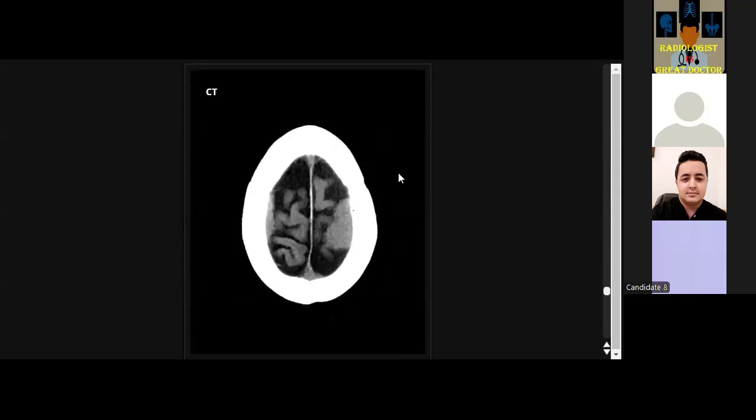Based on my interpretation, I think this is an extra-axial broad-based dural mass likely to represent a meningioma. But I would like to assess this patient in the post-contrast study as well.